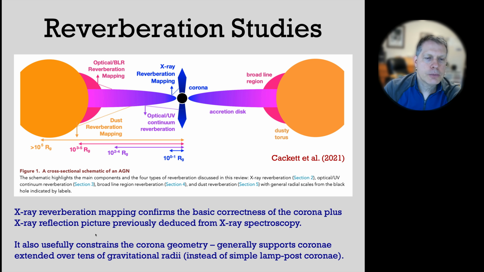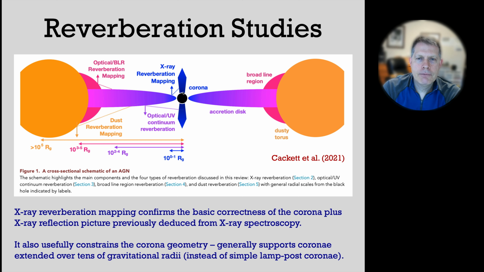Okay, so X-ray reverberation mapping basically involves looking at different parts of the X-ray spectrum and watching how they reverberate off each other. You basically can look to see, do we see, for example, the coronal emission varying first and then the reflection varying in response to the changes of the corona? And, broadly speaking, to summarize a large literature, X-ray reverberation mapping largely confirms the basic correctness of the corona plus X-ray reflection feature that was previously deduced from the X-ray spectroscopy. So the variability and the spectroscopy all seem to hold together pretty well. So that's very nice.